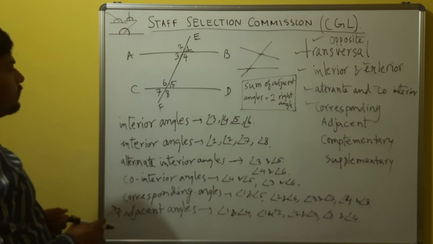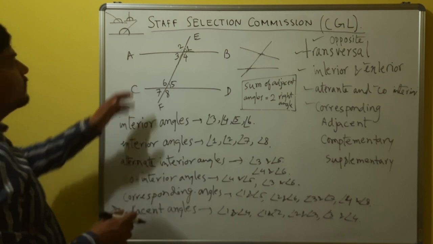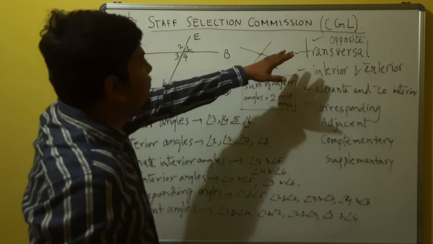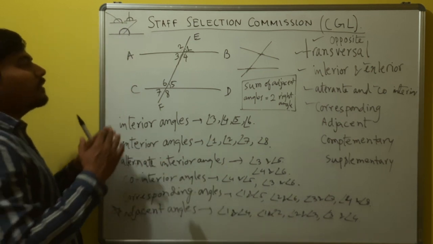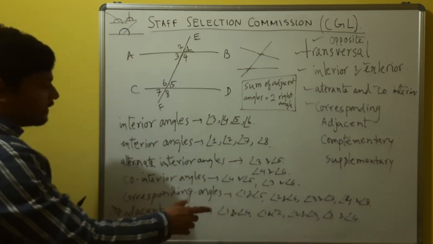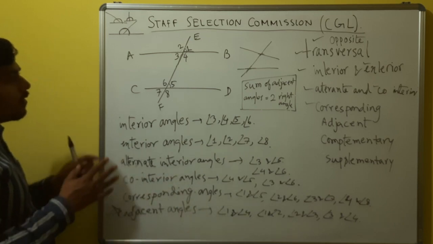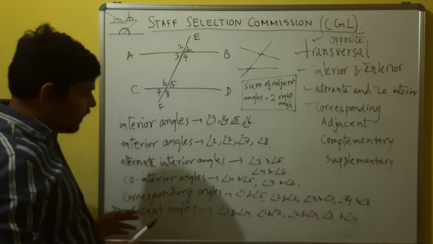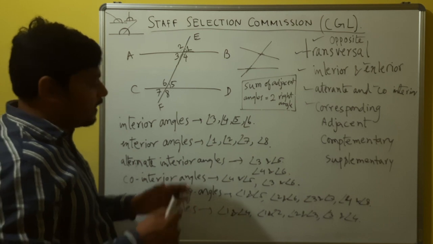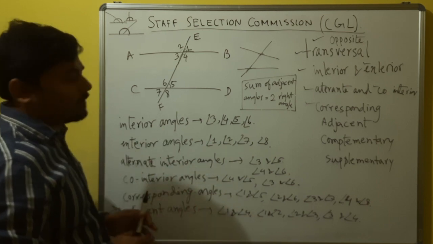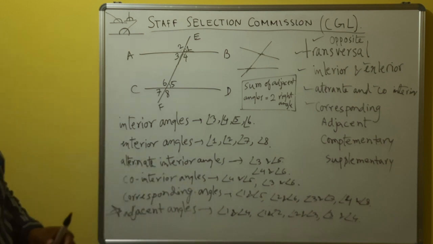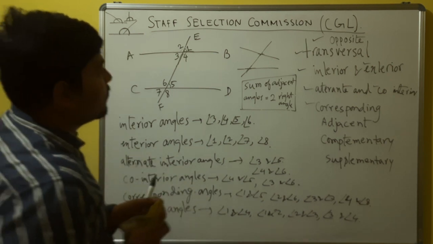Similarly, I told you at the very beginning that opposite angles are always equal. At the same time, the sum of adjacent angles is always two right angles. Okay. Now, coming to the other properties.